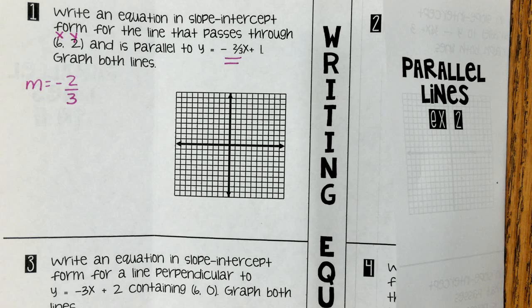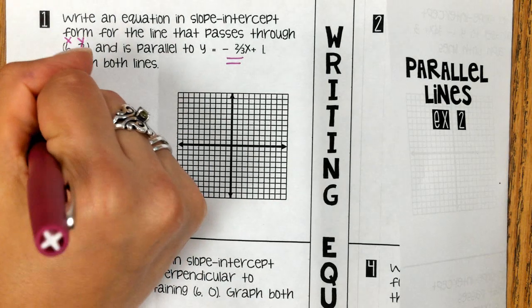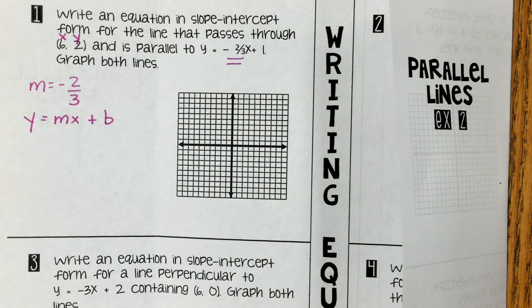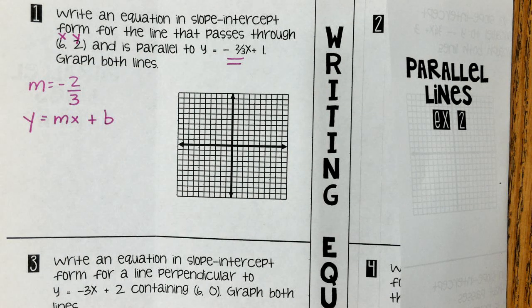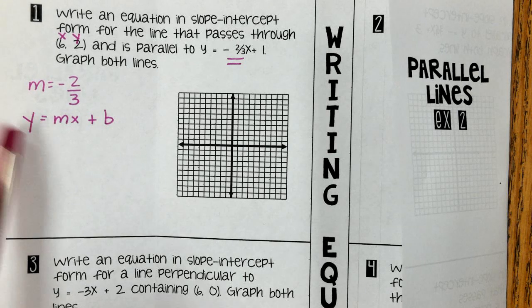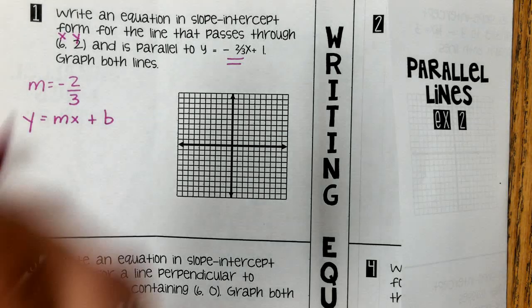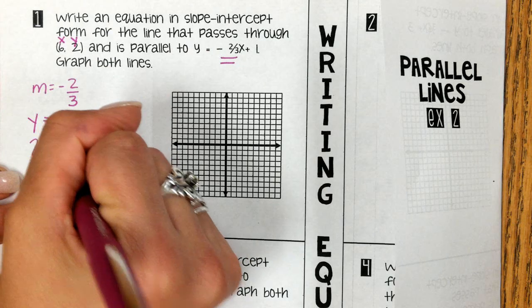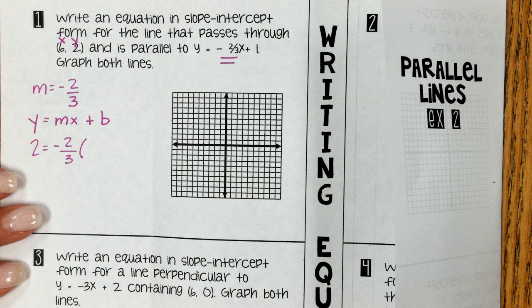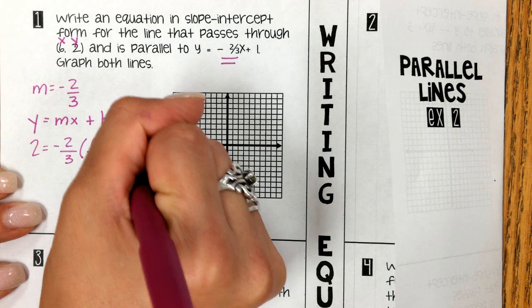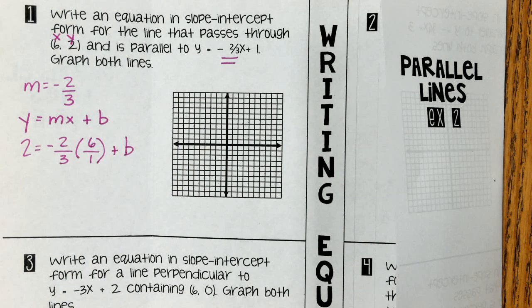Now you should be writing out slope-intercept form. Okay, so what goes first here? 2. Very good. 2 equals negative 2/3. What is my X? 6. So I'm going to write 6 over 1 plus B.